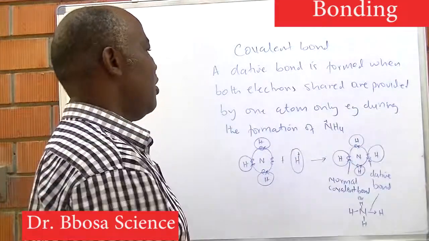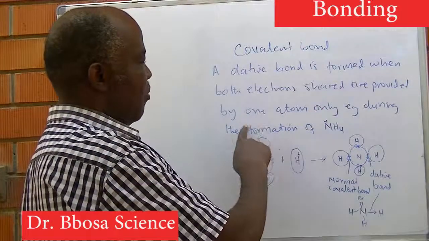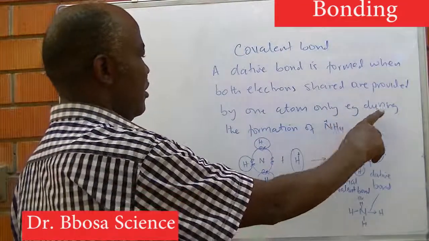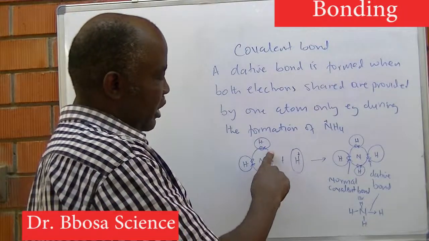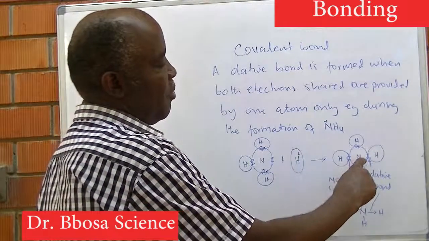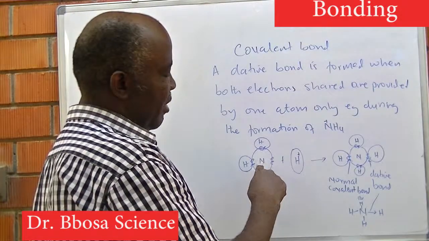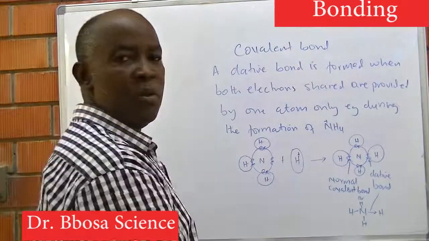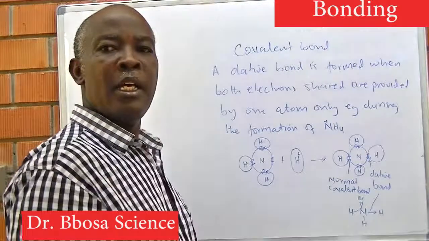A dative bond is formed when both electrons shared are provided by one atom only. For example, during the formation of ammonium chloride, ammonia with a lone pair of electrons donated to hydrogen ion to form a dative bond. In the dative bond, both electrons are provided by the nitrogen atom. A dative bond is shown by an arrow from the donor atom to the recipient atom.